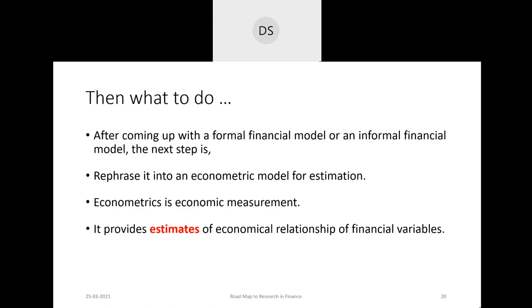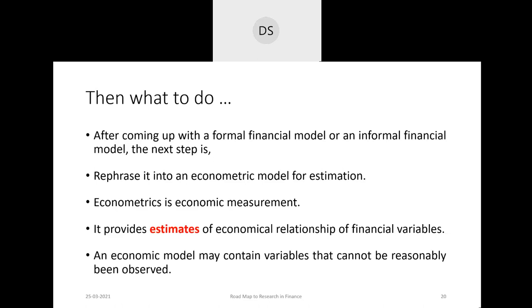So this econometrics will provide you the mechanism, the tools for estimating those relationships. It's simple. What I am telling you is about regression, fundamentally. So the economic model may contain variables that cannot be directly observable. Some of those variables cannot be directly observed, so you will add proxies in the econometric model.